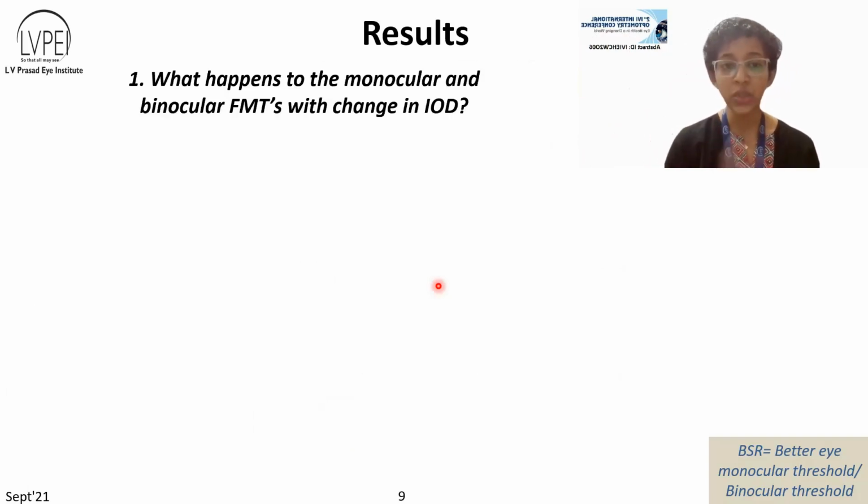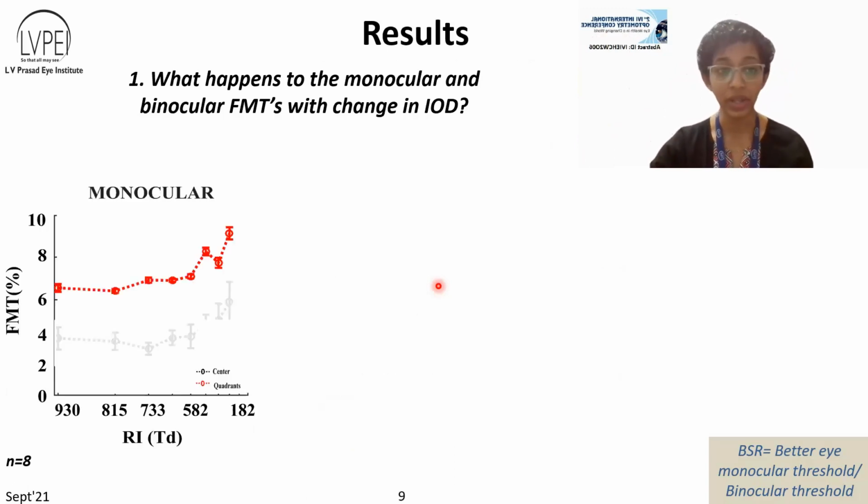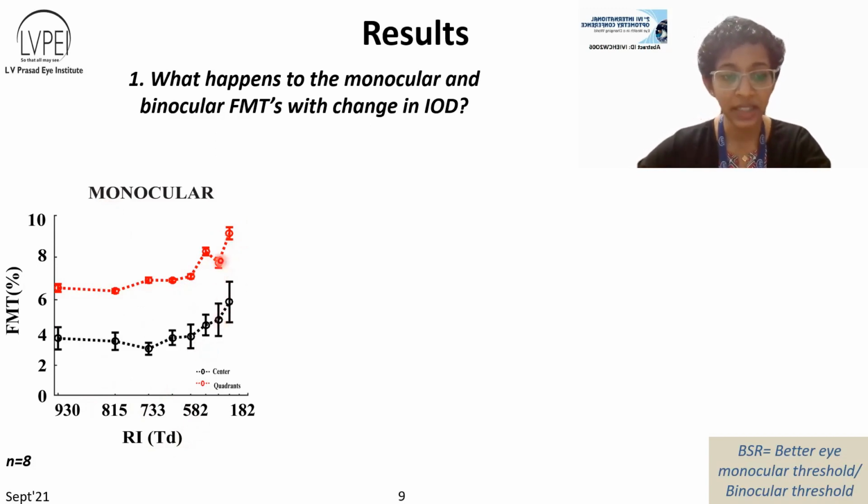The first question: the monocular and binocular modulation thresholds, we want to know how they varied. I'm going to focus on the monocular thresholds first, and how they vary as a function of retinal illuminance. I have classified this as center and quadrants, because of the stimulus location that we had used. Gradually, the modulation thresholds tend to increase as the retinal illuminance decreases, and this was the same for both center and quadrants. However, the center flicker modulation thresholds were far better than the quadrant flicker modulation thresholds.